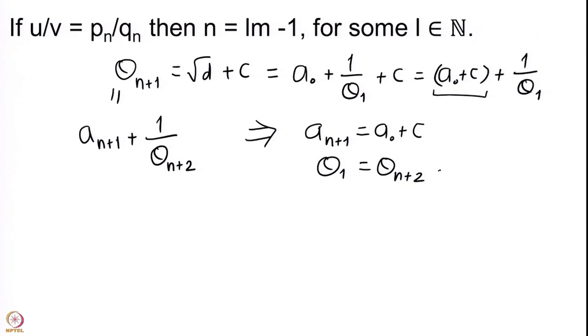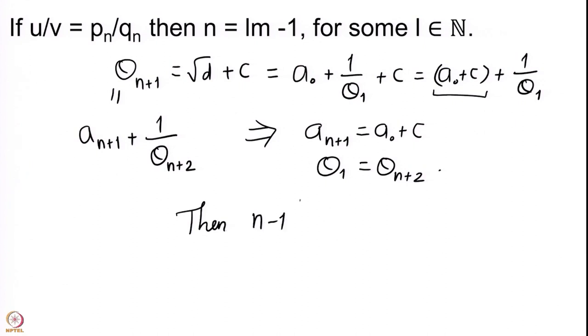Which means that theta 1 is obtained after n plus 1 steps. So, n plus 1 has to be a multiple of your period m. You remember m was chosen to be the smallest possible such number where you get periodicity. So, n plus 1 is a multiple of m. Call it Lm, and therefore we get n to be Lm minus 1 for some natural number multiple of m.